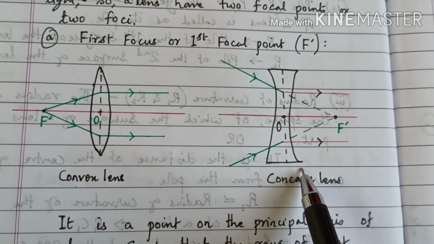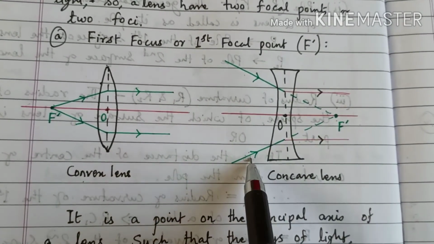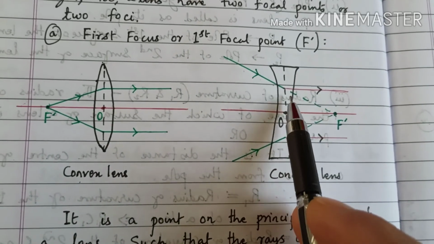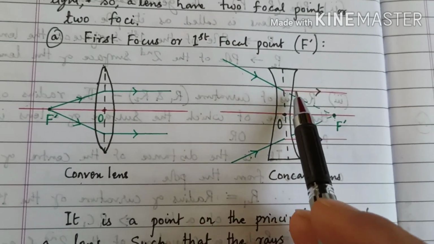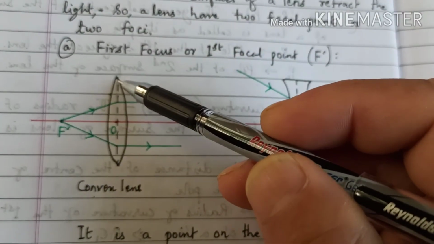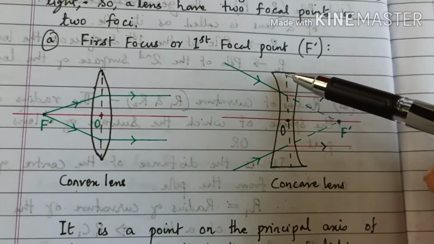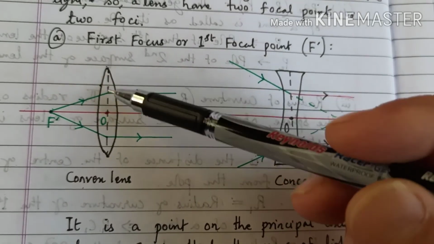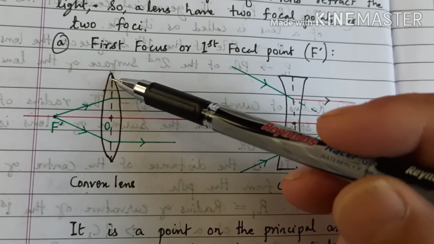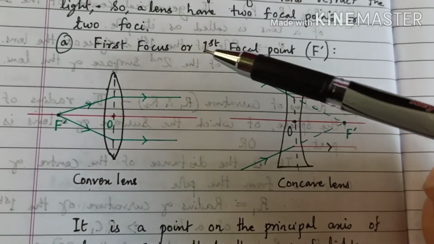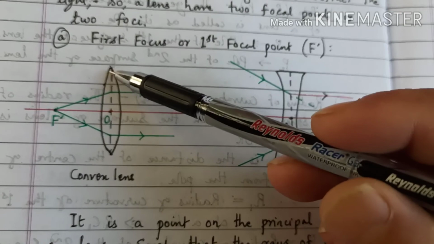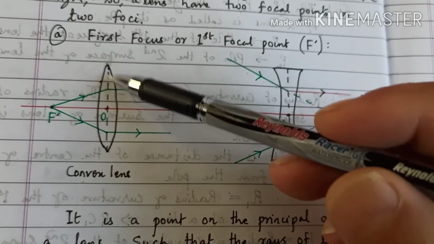But in case of a concave lens, the rays of light which appear to meet at the first focus, after refraction from the lens, become parallel to the principal axis. Here in this case, I have drawn this vertical line here and here. We are showing the refraction or bending of light taking place from this line. This line is used to have clarity in the diagram, and it is called the aperture of the lens.